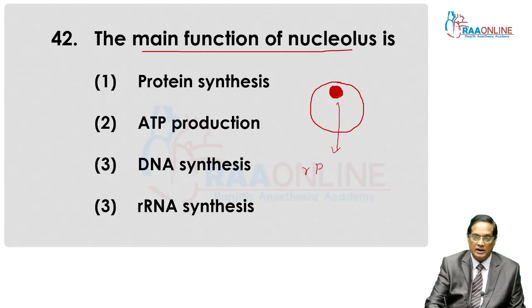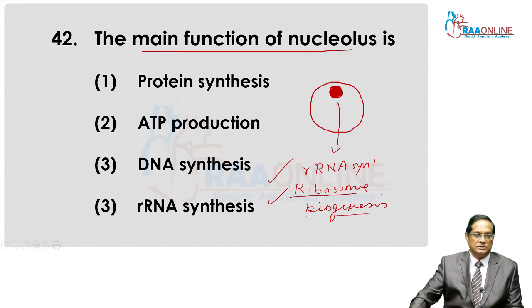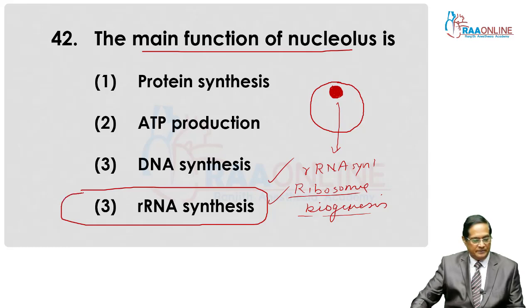Number one, rRNA synthesis, that is ribosomal RNA synthesis. Second, ribosome biogenesis. Two major roles are there, 1 and 2. So the main function of the nucleolus is ribosome biogenesis, but in this case the answer is rRNA synthesis, ribosomal RNA.